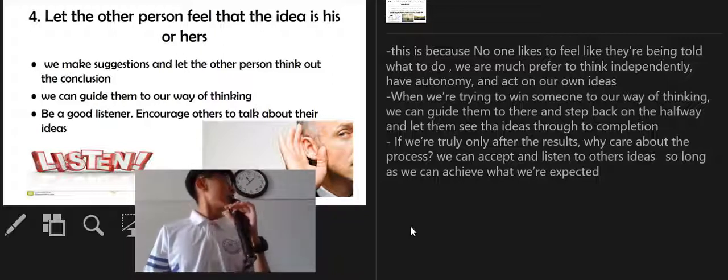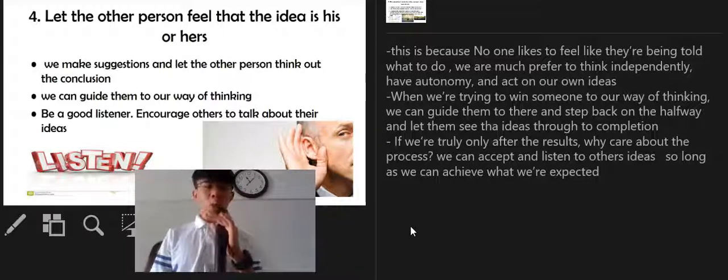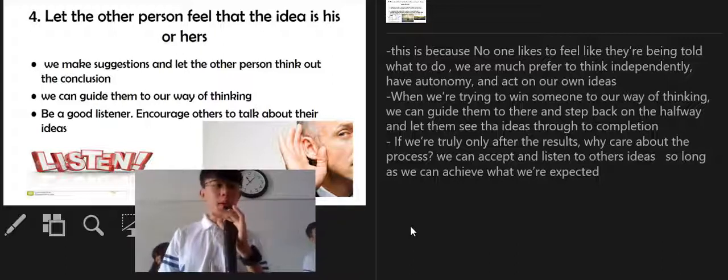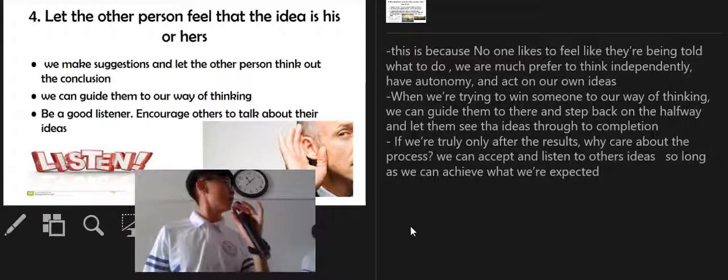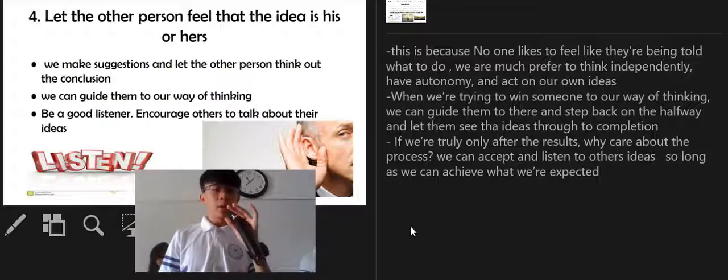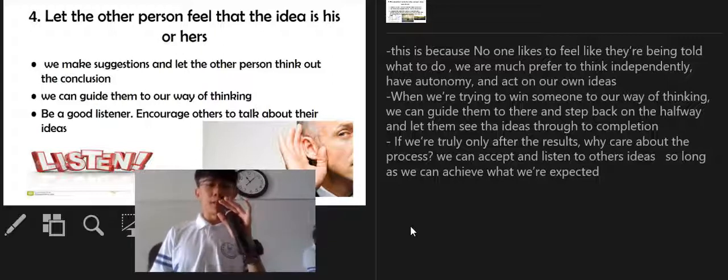The second is we can guide them to our way of thinking. When we are trying to win someone to our way of thinking, we can guide them there and step back halfway and let them see the ideas through to completion. The third one is to be a good listener and encourage others to talk about their ideas. If we are truly only after the results, why care about the process? We can accept and listen to others' ideas so long as we can achieve what we expect.